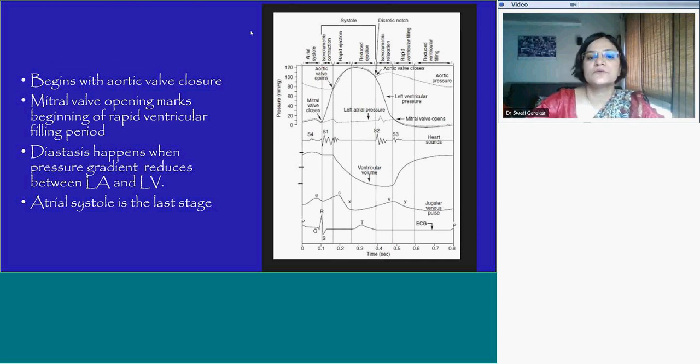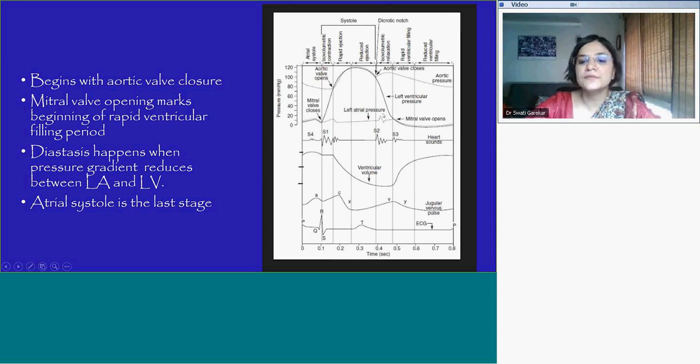Or if everyone can see this. Okay, so Wiggers' diagram that we used multiple times in physiology. Go back to it now. What's easily recognizable is at the bottom, the PQRST. And then look at this. This is the LV pressure, this big one. And right here, almost a straight line with a few bumps, is the left atrial pressure.